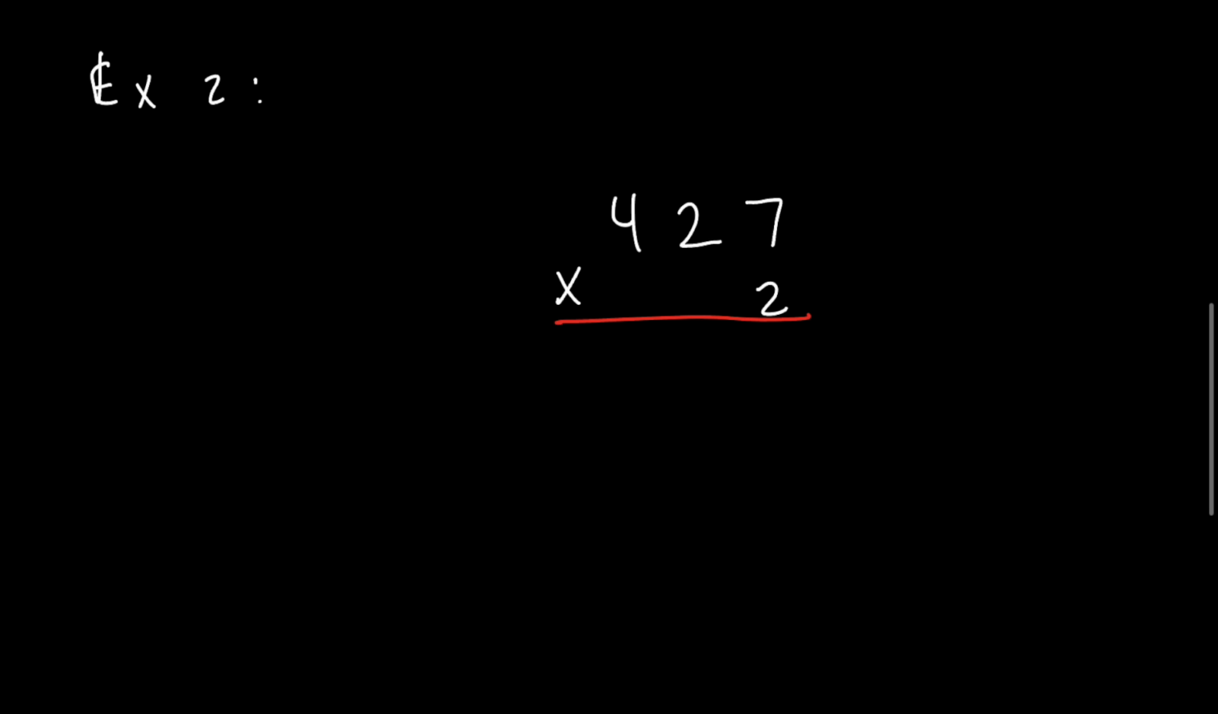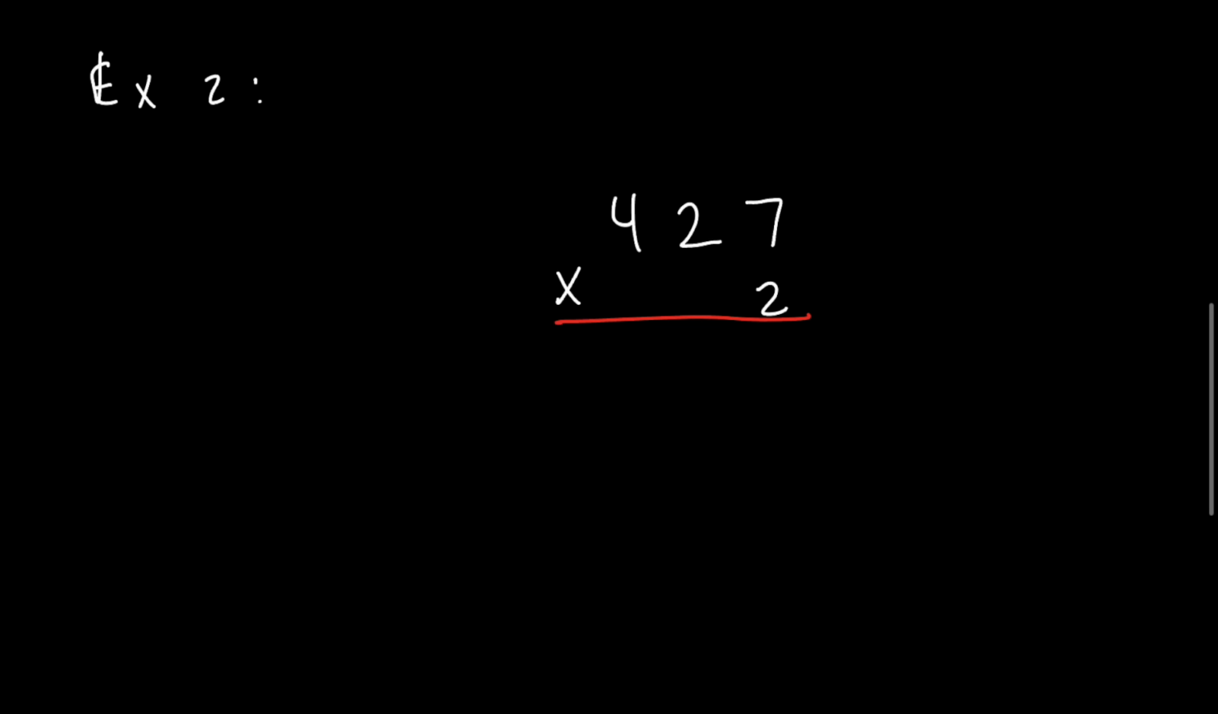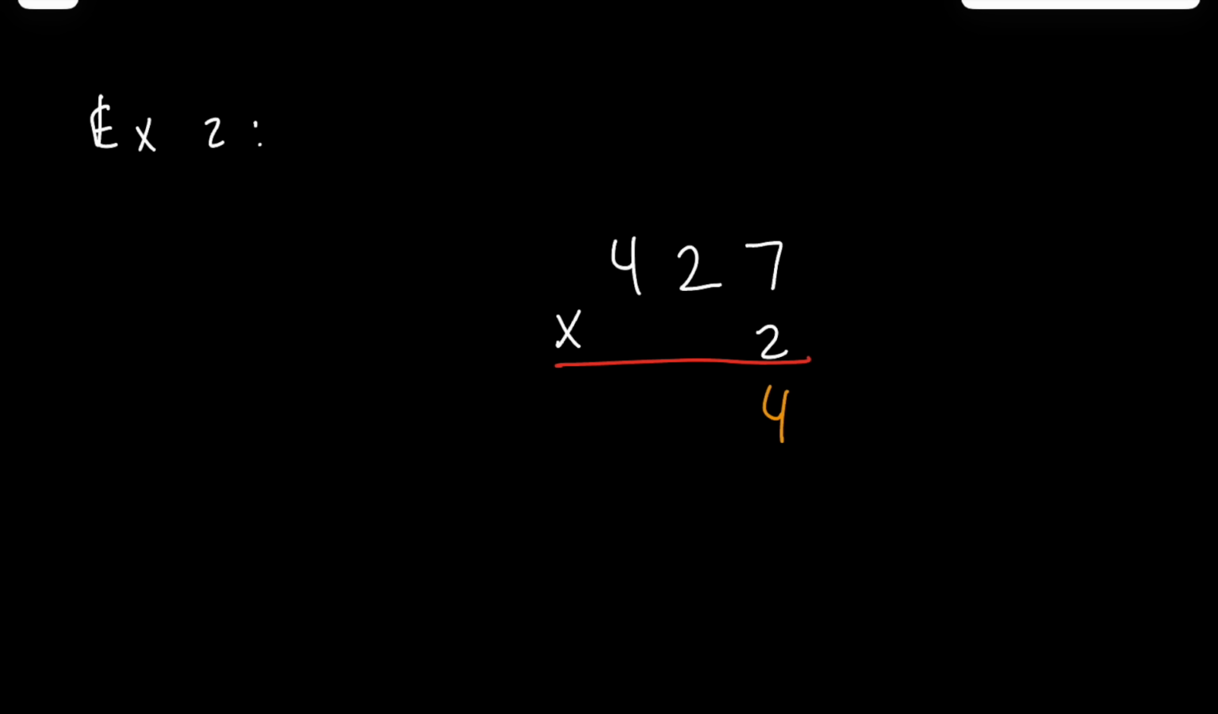Let's take a look at the next problem. Here we have 427 times 2. Here again, we want to work right to left, and we want to continue to multiply that single number times each number at the top from right to left. When you multiply 7 times 2, we will get 14. The 4 of that number stays here while the 1 carries over to the next number, so this number should be on top of the 2.